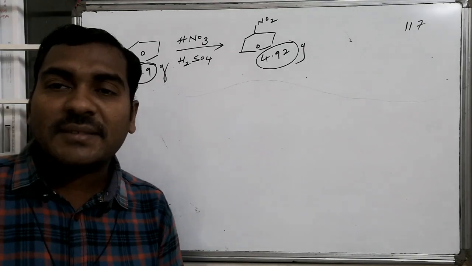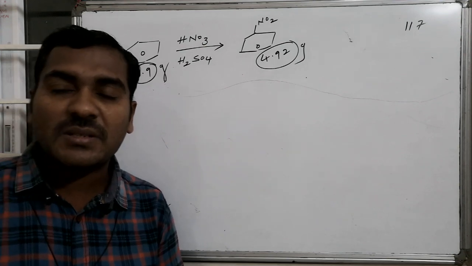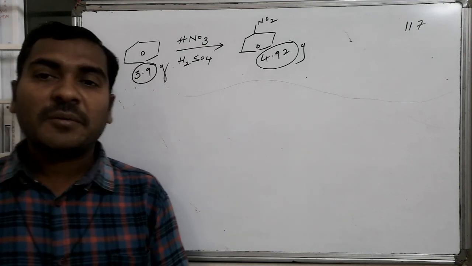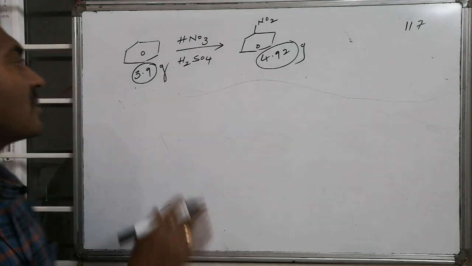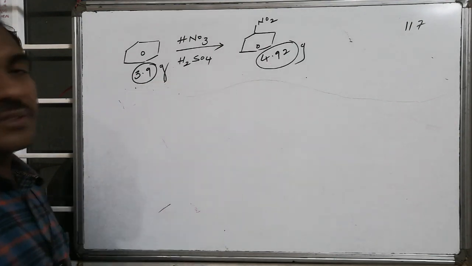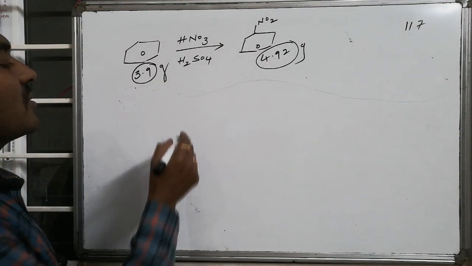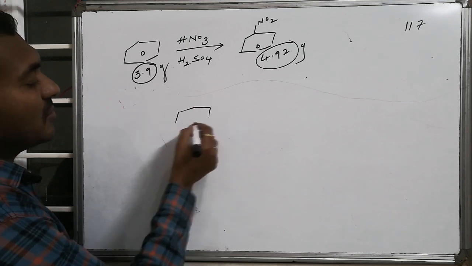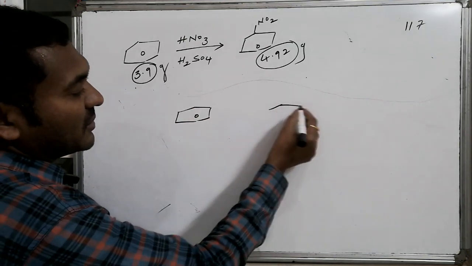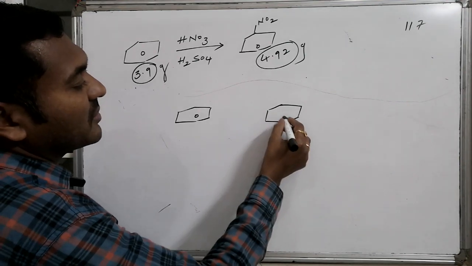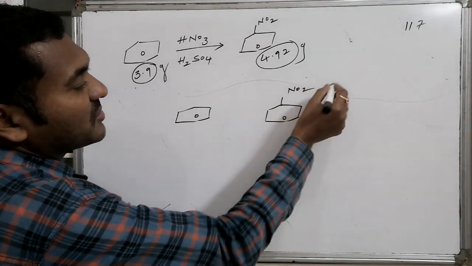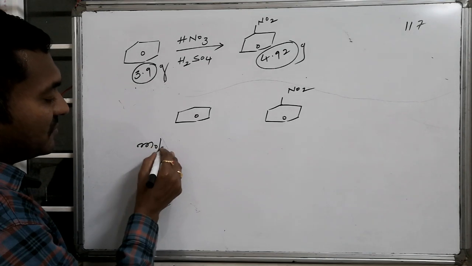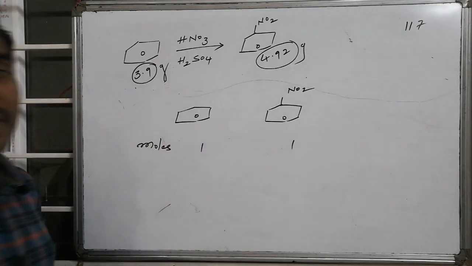From the basic equation related to the formation of nitrobenzene from benzene and the nitration mixture, 1 mole of benzene produces 1 mole of nitrobenzene. So if we take into account the mole ratios of benzene and nitrobenzene, these two are present in a 1:1 mole ratio. Moles are 1 and 1.